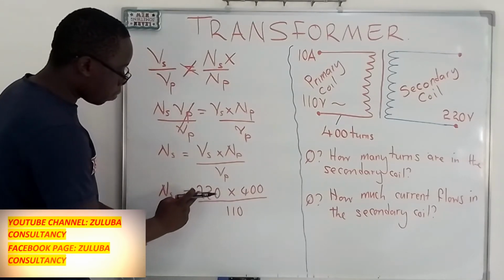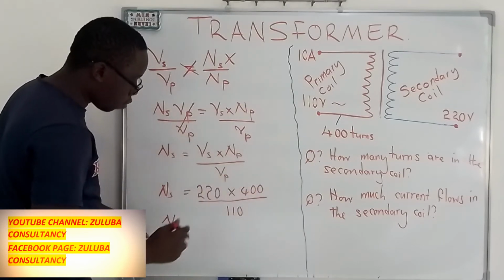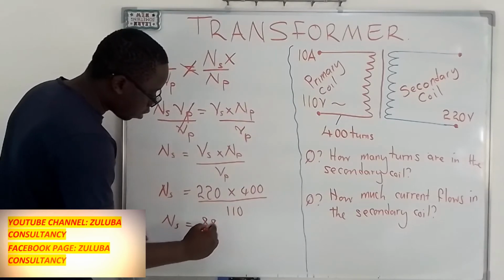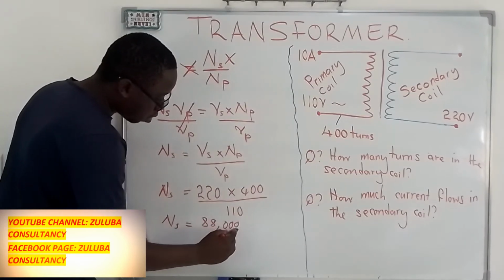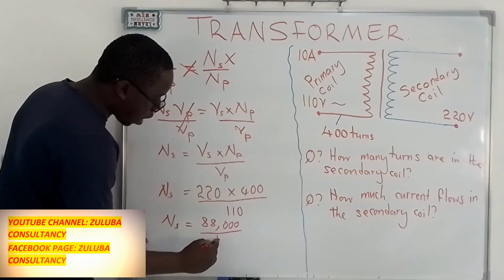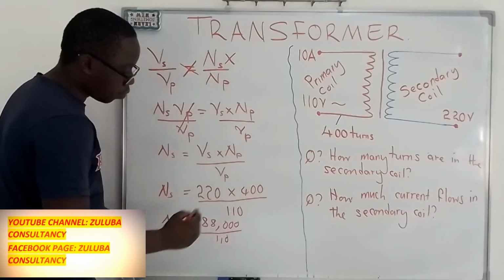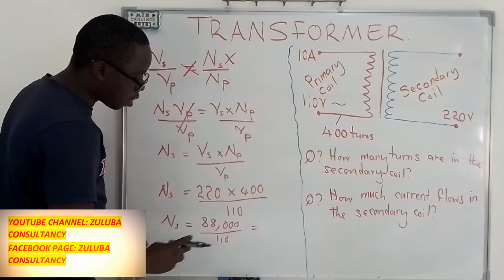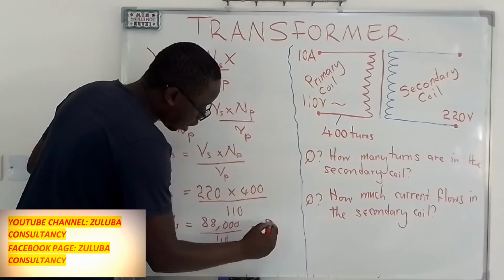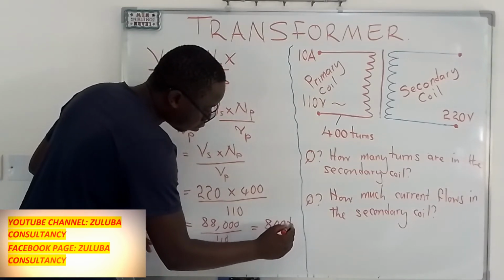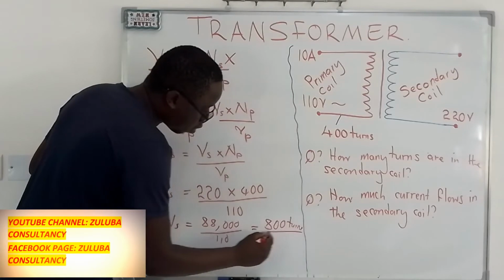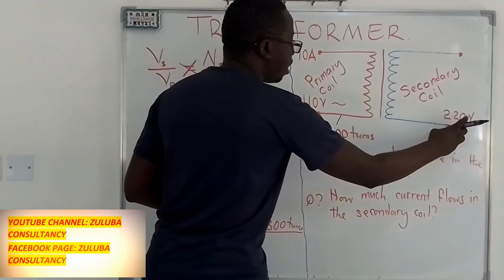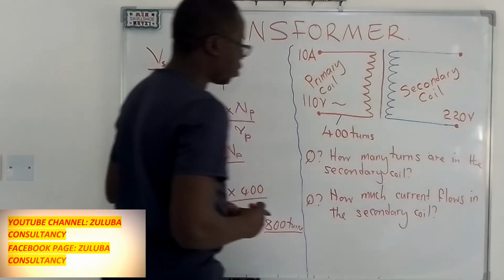When we multiply 220 and 400, you get 88,000. This is being divided by 110. If you divide 88,000 by 110, you should get 800 turns. So this becomes the number of turns that are in the secondary coil.